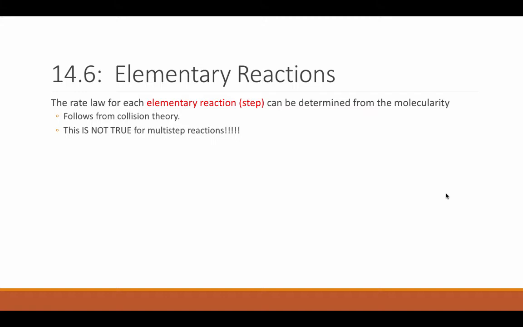When looking at proposed reaction mechanisms, we'll see a series of elementary reactions, or steps in the reaction. Since an elementary reaction represents the process of molecules colliding to produce product, we can write the rate law directly from their molecularity. This is not true for multi-step reactions, however, where molecules may collide, form an intermediate, which then collides with another molecule to form another intermediate, which then may collide with something else to form product. So for multi-step reactions, we cannot write the rate law directly from the reaction itself.